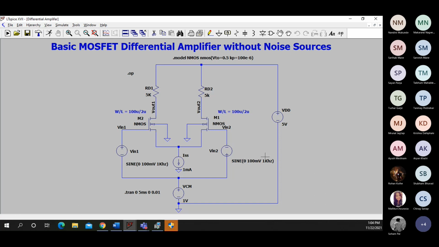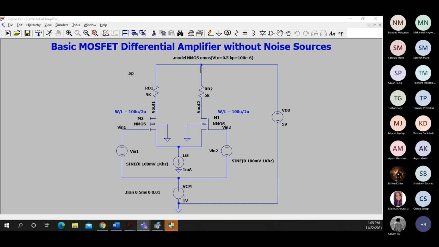We have two inputs, V in 1 and V in 2. We have already seen that we need to apply a common signal to both the places. So here we have a VCM of 1 volt, and V in 1 and V in 2 are exactly the same. Both are 100 millivolts and 1 kilohertz. But if you look at the polarity, they are of opposite polarity.